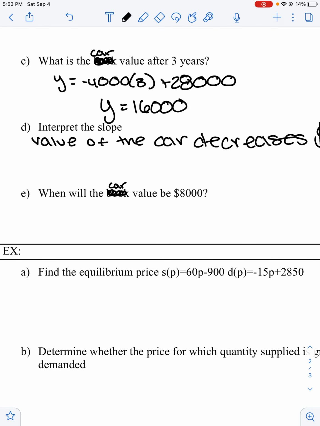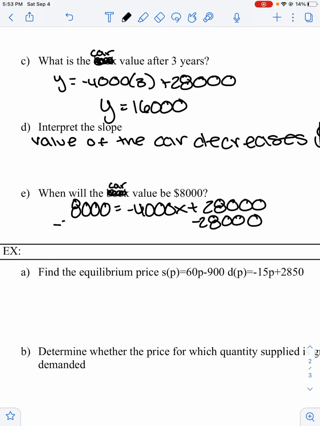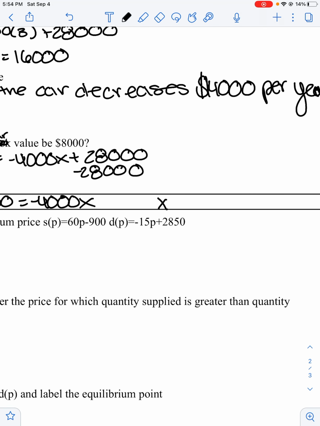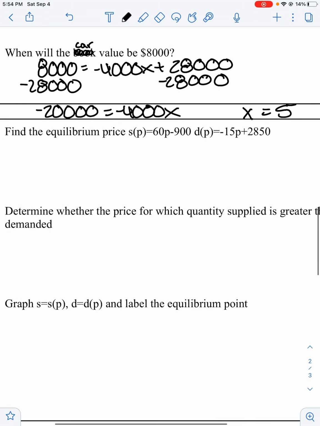When will the car value be $8,000? So 8,000, the cost, is our y, so I'm going to plug in 8,000 for y. My first step is subtract 28,000 from both sides. So negative 20,000 equals negative 4,000 x. Divide both sides by negative 4,000 and I would get x equals 5. So after 5 years, the car would then only be worth $8,000.